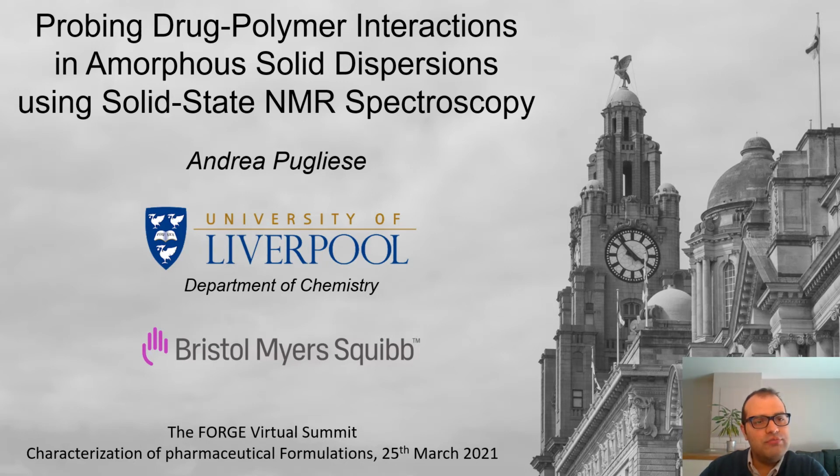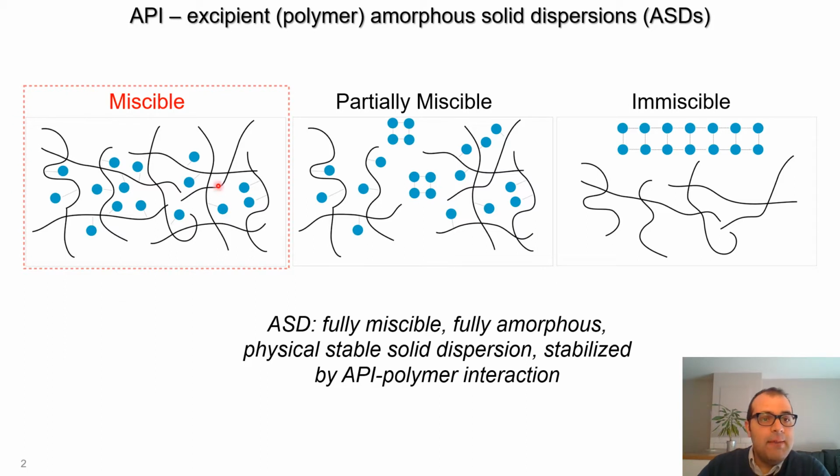Today I want to show you how it's possible to probe drug-polymer interactions in amorphous solid dispersions using solid-state nuclear magnetic resonance spectroscopy. Making active pharmaceutical ingredient excipient amorphous solid dispersion is an established solubilization technology for poorly water-soluble API. The overall dispersion aim is to reduce the transformation of amorphous to crystalline materials from the inhibition of nucleation and crystal growth phenomena, leading to a fully miscible, fully amorphous, physically stable solid dispersion stabilized by API polymer interaction.